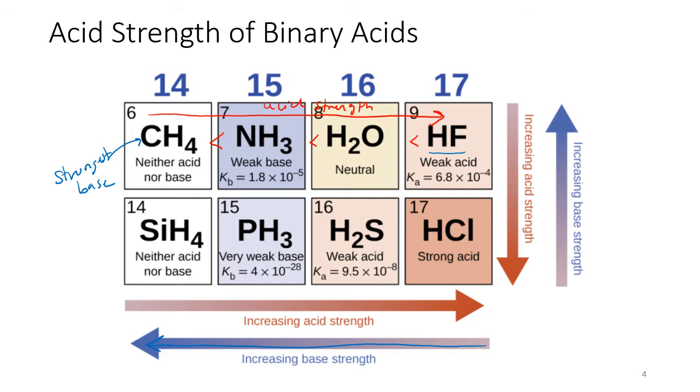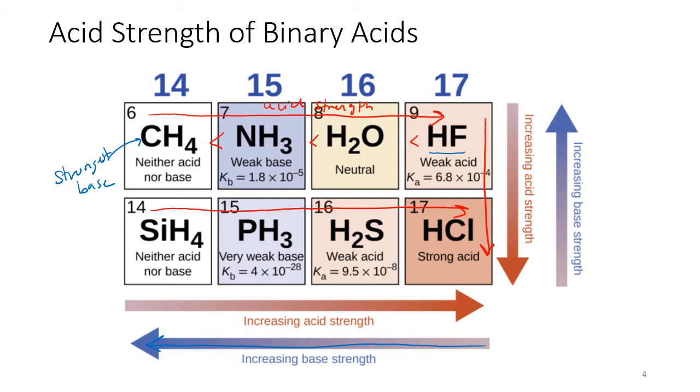As we go from SiH4 to PH3 to H2S to HCl, we're increasing in acid strength from left to right across the period. The other thing is when you're working within a given family. As you go from top to bottom, the size of that anion, the size of that conjugate base, is going to increase within a family. So the acid strength increases as you go down.